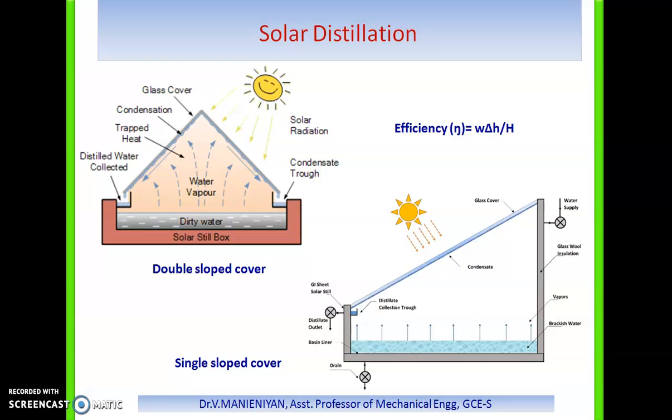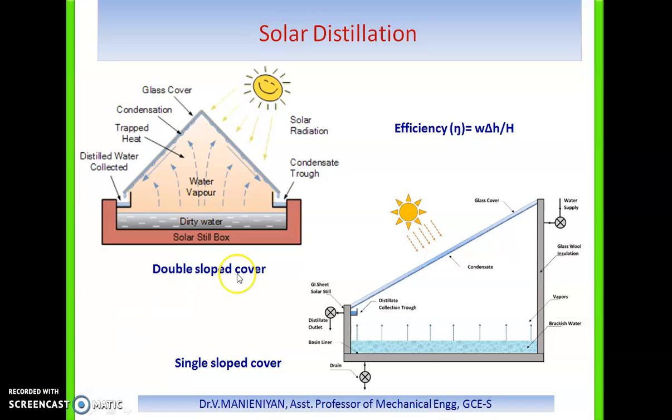Pure water can be obtained by distillation, and a simple solar still is known as the basin type. The figure shows two different types that are normally used. One is a double slope cover, and another one has a single slope cover. Such solar stills have been operated for farm and community use in several countries.